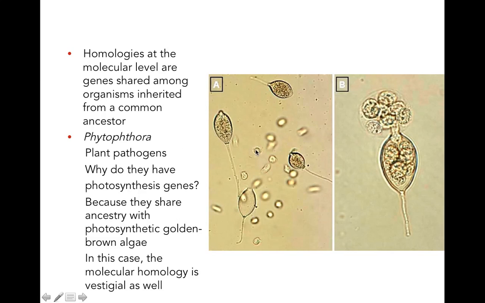do not photosynthesize, but they do have photosynthesis genes. And the question is, well, why would these organisms have photosynthesis genes if they don't photosynthesize? And the answer is because they share common ancestry with these golden brown algae that passed on those genes, and there hasn't been selective pressure to excise those genes from the genome. So they do still have them, which reflects common ancestry with a photosynthetic organism, the golden brown algae.